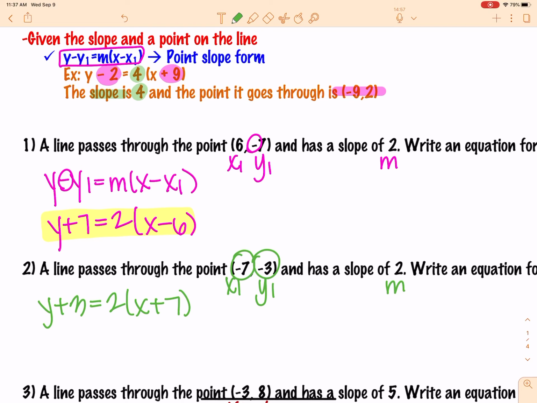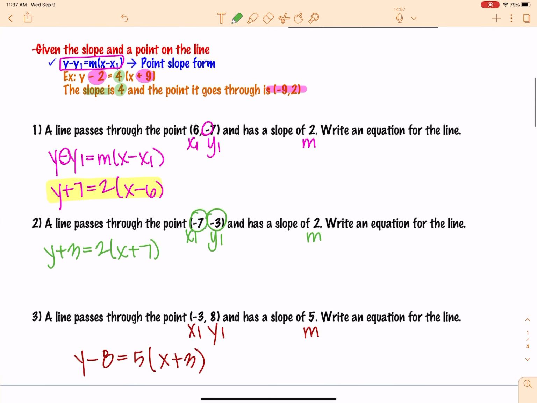So try number 3 all by yourself, and then write that line. I'm going to specify it to you guys. Write that line in point slope form. All right, so you should get y minus 8 equals 5 times x plus 3.